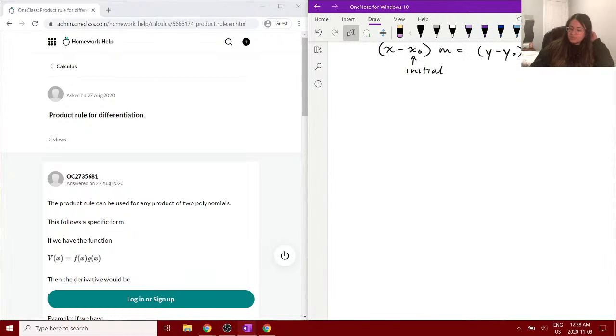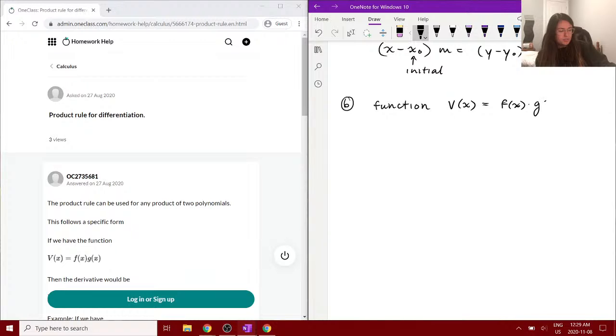Okay, our last question for today is asking what the product rule for differentiation is. So this is question 6. Product rule for differentiation. First, in the solution, it gives you a function. I'm going to write function v of x. All right, and v of x is made up of two separate functions. We have f of x times g of x.